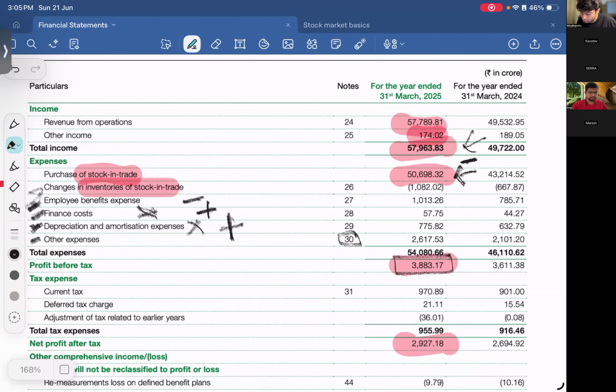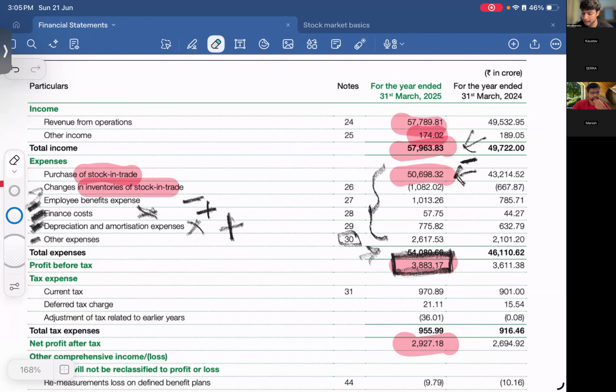Now, these guys have already done all the subtraction, and you get this number called 3,883 crores, because all your expenses add up to 54,000 crores, right? So this is your number, but we don't need this number. Why? Because here we have already subtracted finance cost, or your interest, and depreciation. So we need to add that back, because we should not subtract that for EBITDA. For EBITDA, we consider earnings before interest, tax, and depreciation. Here we have already subtracted interest and depreciation, so we need to add that back up.